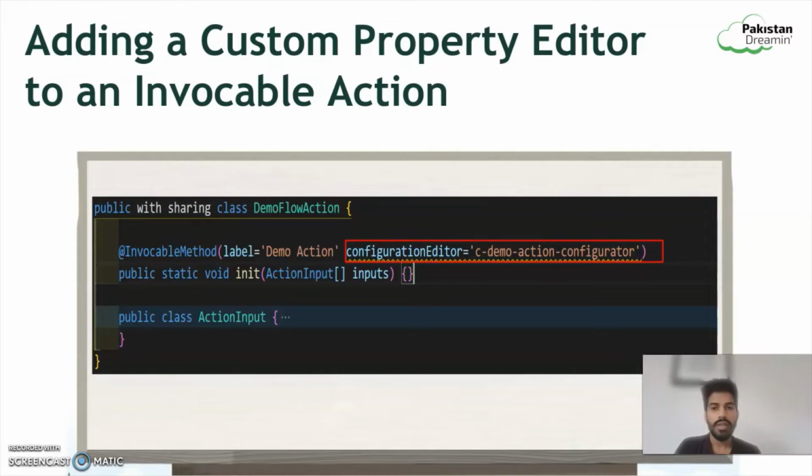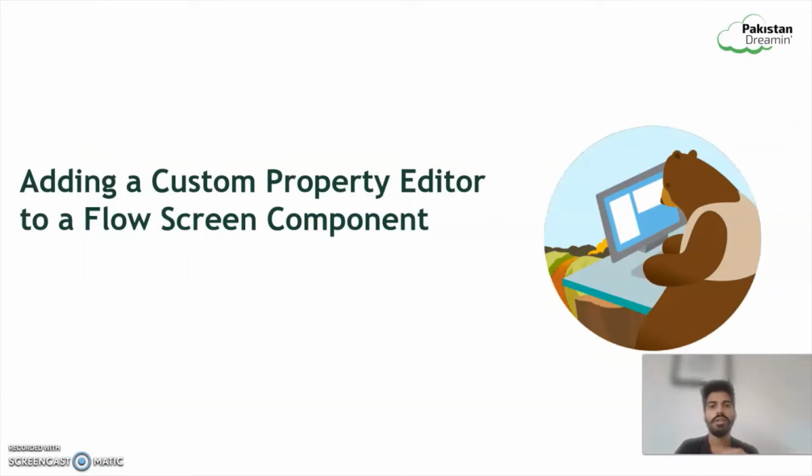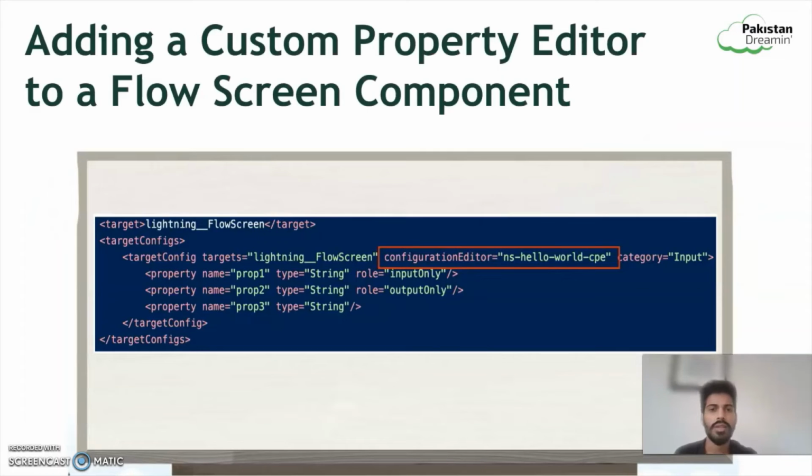And now let's also take a quick look at how you can use a custom property editor for a flow screen component that is built using LWC. Here is an example of an XML configuration file for a Lightning Web component that is using a custom property editor. So in the target config property, you can specify the configuration editor attribute with the name of the Lightning Web component that you want to use as the custom property editor.